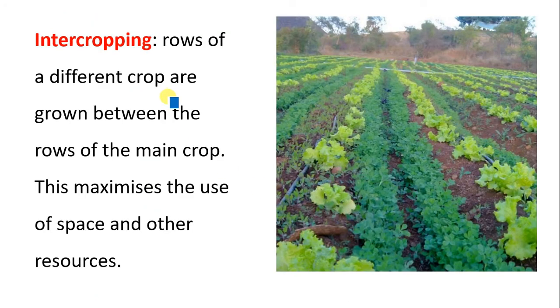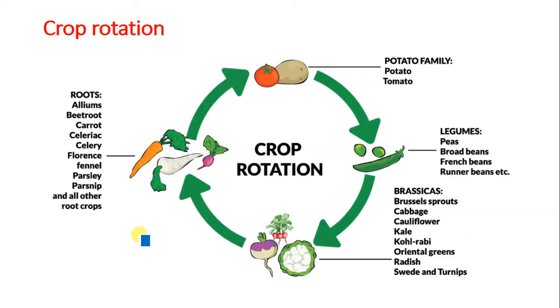Intercropping is when rows of a different crop are grown between the rows of the main crop. So if you have rows of the main crop here, you now have another crop growing in rows beside it. Now, this maximizes the use of space and other resources. It helps to cover the soil entirely, and therefore also reduces soil erosion.